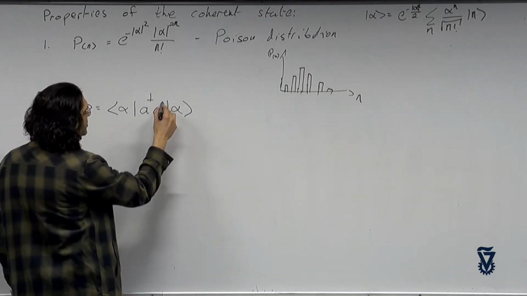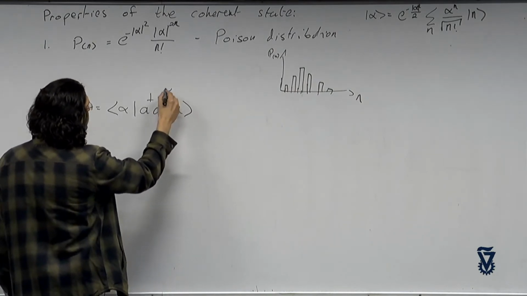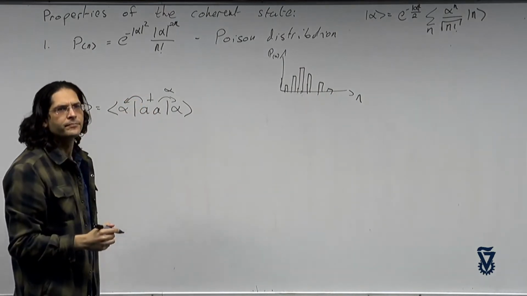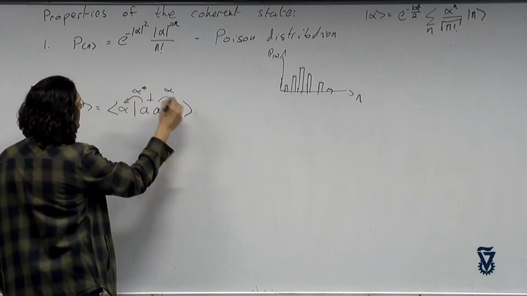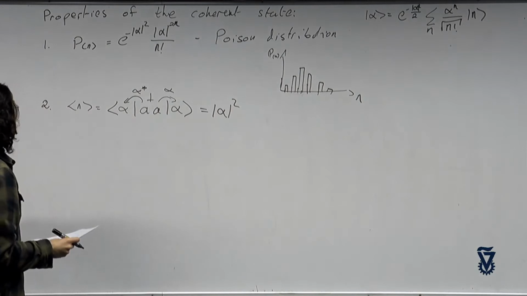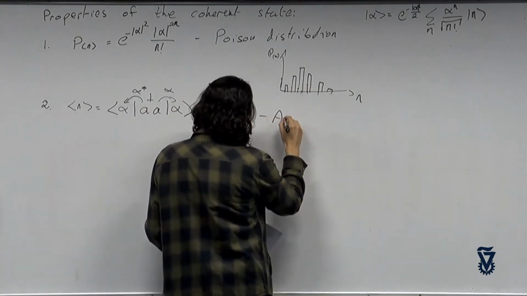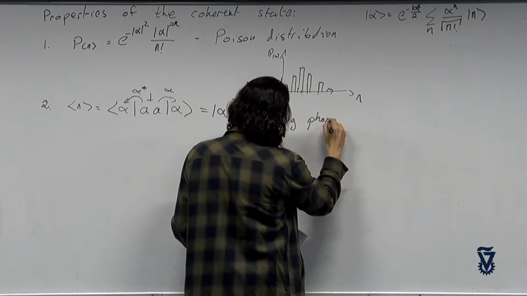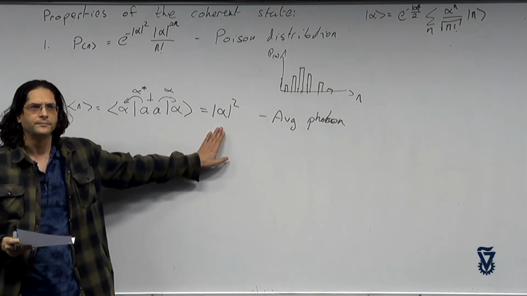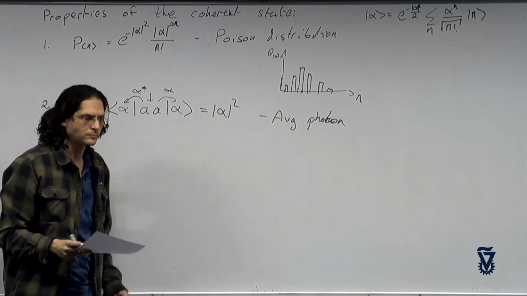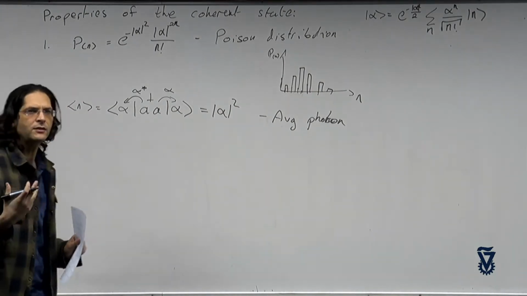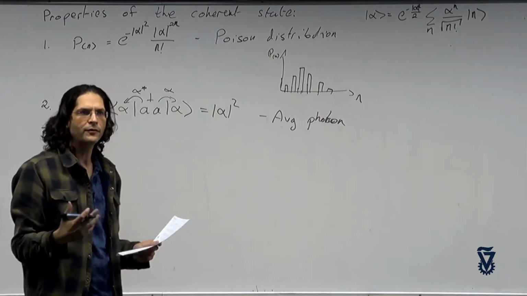This calculation is pretty simple. You just apply a on alpha here, so you get alpha. And a dagger you can just apply backwards, so you get alpha star, which means that you get alpha squared. So the average photon number is alpha squared. You can think of it as the energy in the field. It's proportional to the energy that you have in the field, the average photon number.